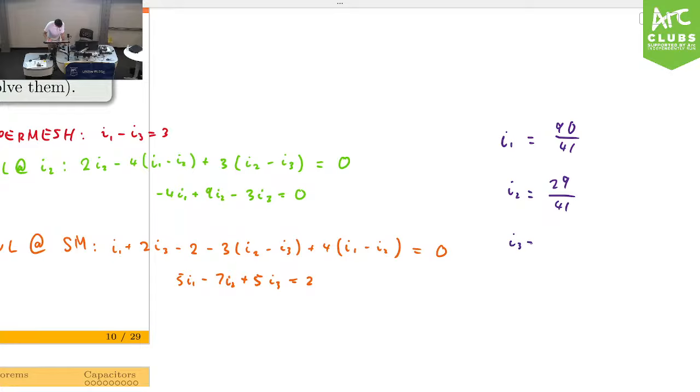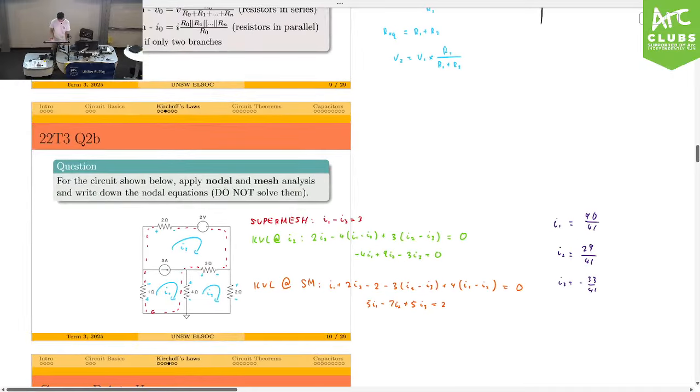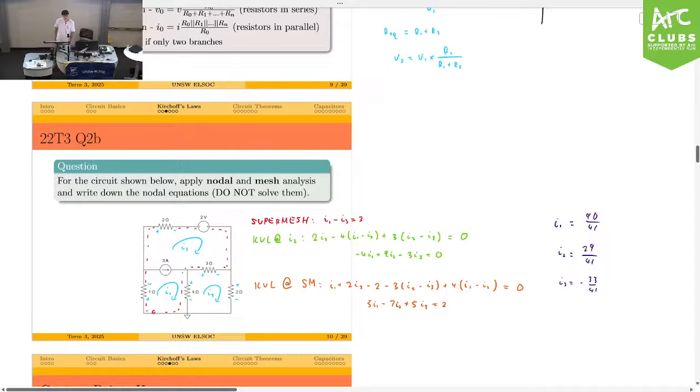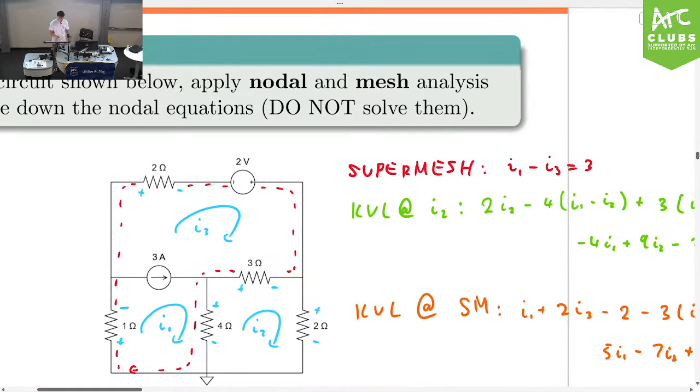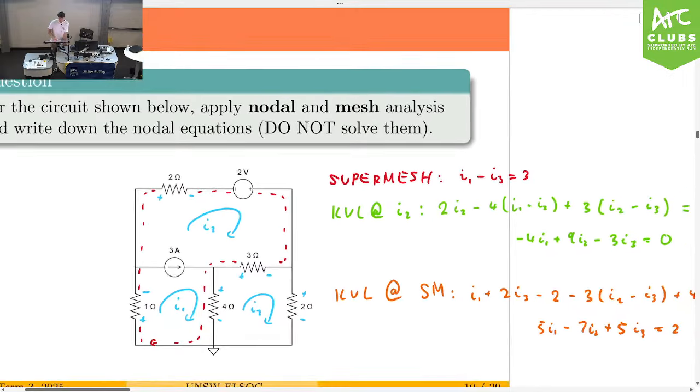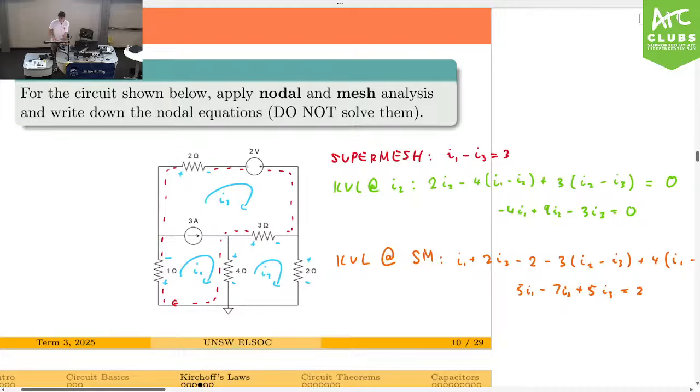I3 is equal to minus 33 on 41. Okay? Make sense? Yes? So for the voltage source as well, when you enter through the negative terminal? Yes, it's just whatever you enter. If you enter from a negative terminal, it doesn't matter if it's a resistor or a source, you just have to put a negative sign. Does it work for dependent mesh loss? Yes, it's the same for dependent. Okay? Any more questions? If not, let's move on.